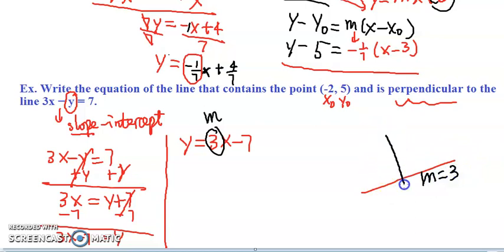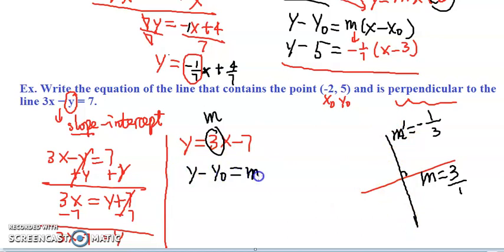The line that is perpendicular to another line will have a different slope, which I'm going to call m prime. There are two operations. First, you flip it. So 3 over 1, we flip it to get 1 over 3. And also the opposite. So there are two of them. So now we get the slope of the line we are going to construct.